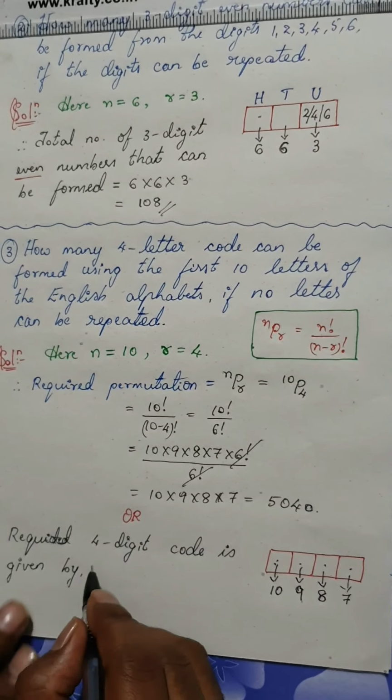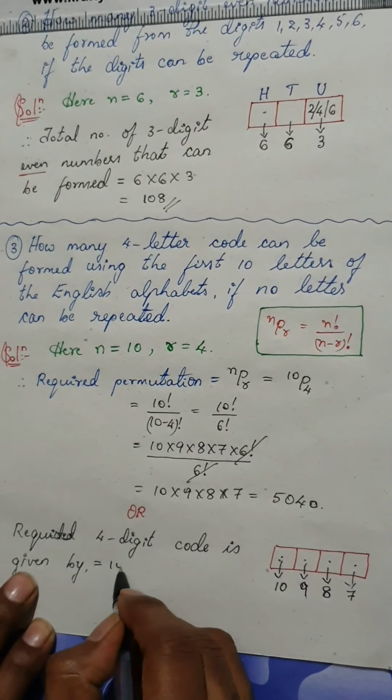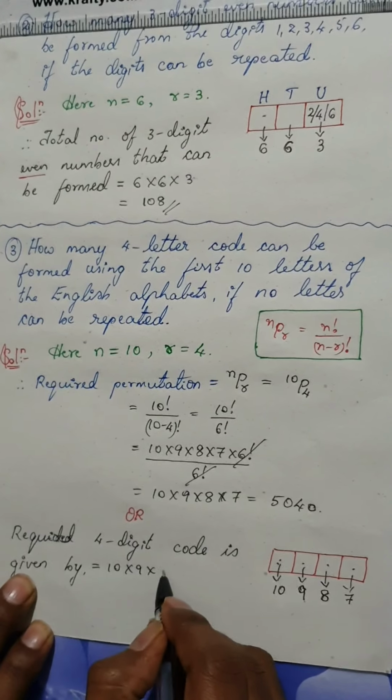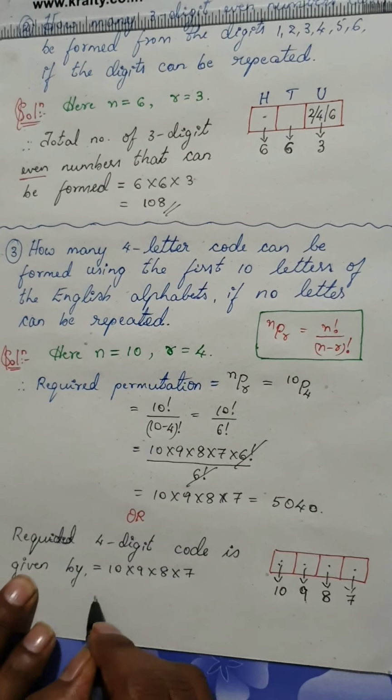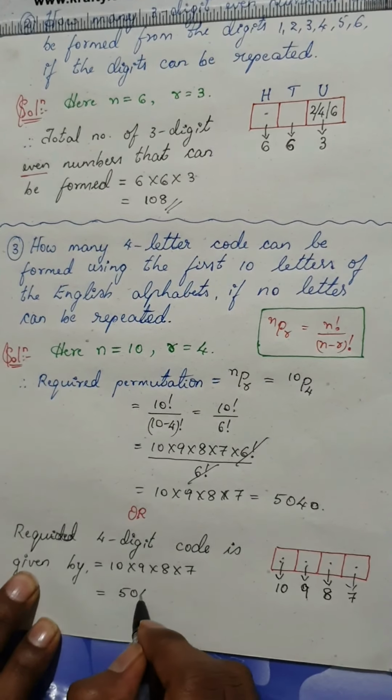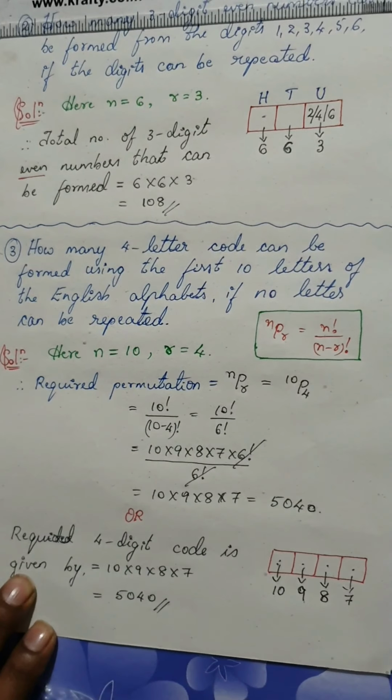So finally this answer is nothing but, again, it is the same. It is 10 into 9 into 8 into 7. Calculate it, you will get 5040. That is the required answer.